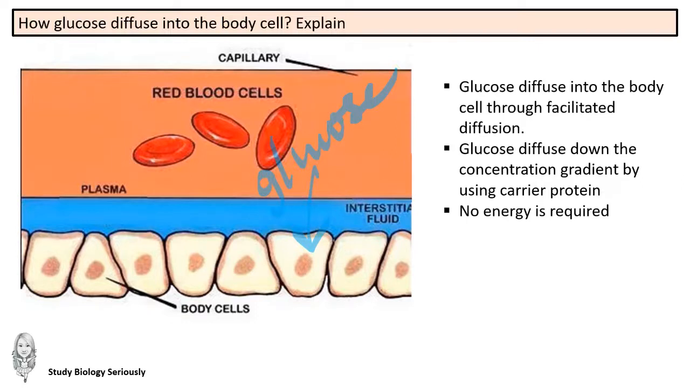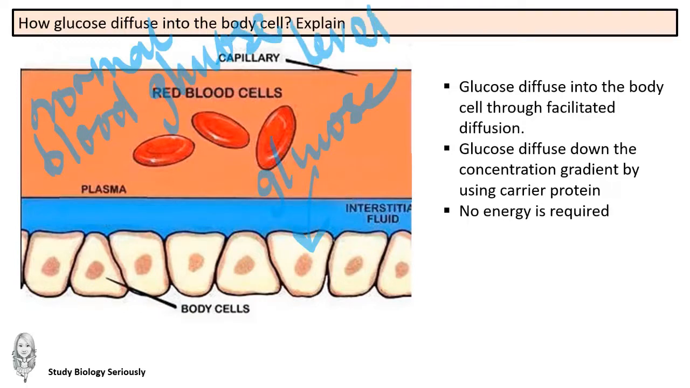So, it is important to maintain the normal blood glucose level so that the glucose concentration in the blood is higher than in the body cell. So the glucose can just diffuse into the body cell by using facilitated diffusion, and it does not need active transport. And this is energy saving also actually.